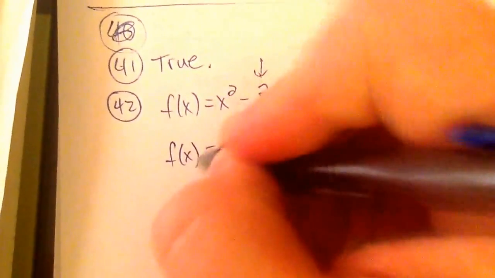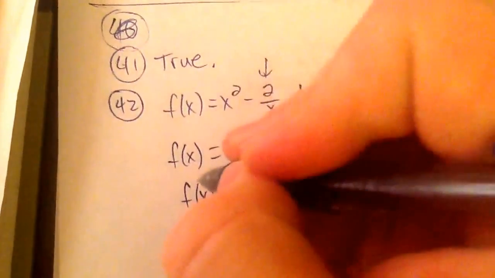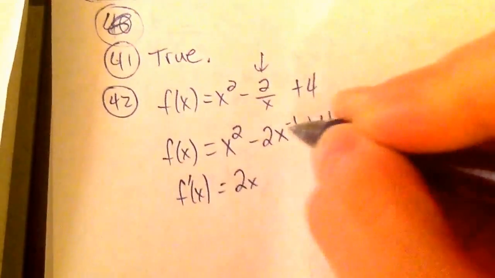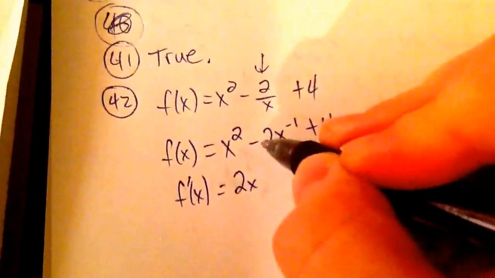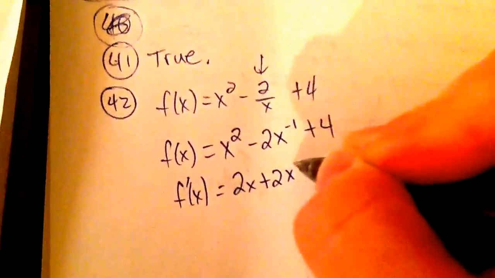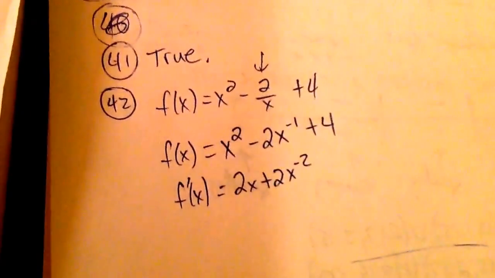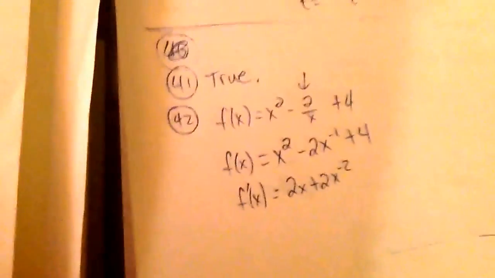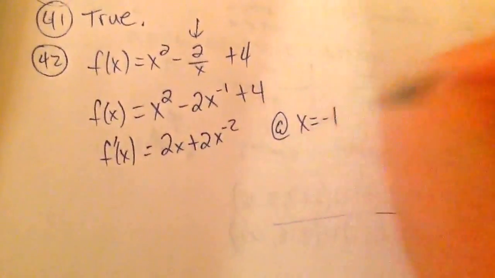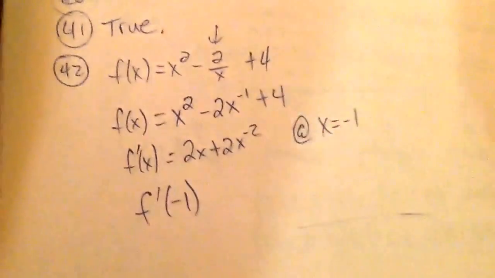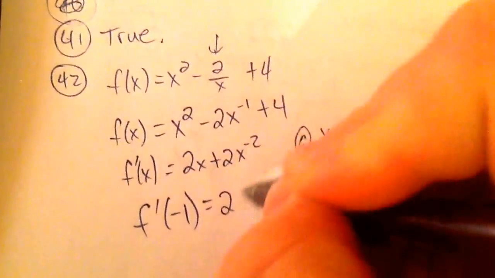So now do the derivative. f prime of x will equal 2x. Remember, power rule: this number times this, so -1 times -2 is plus 2x, and then subtract 1 from the power. So I have 2x plus 2x to the -2nd power. And if we want the instantaneous rate of change at x equals -1, I just do f prime of -1. So I plug in -1.